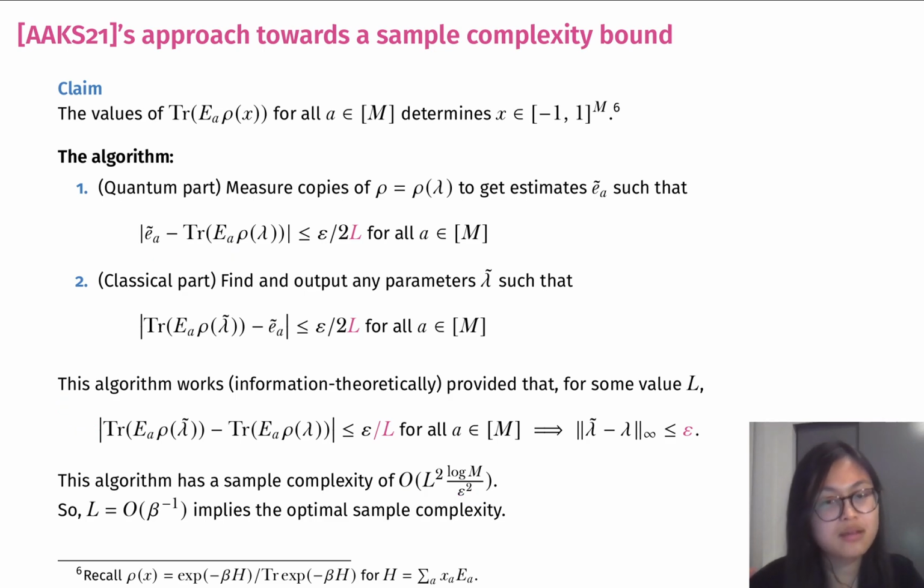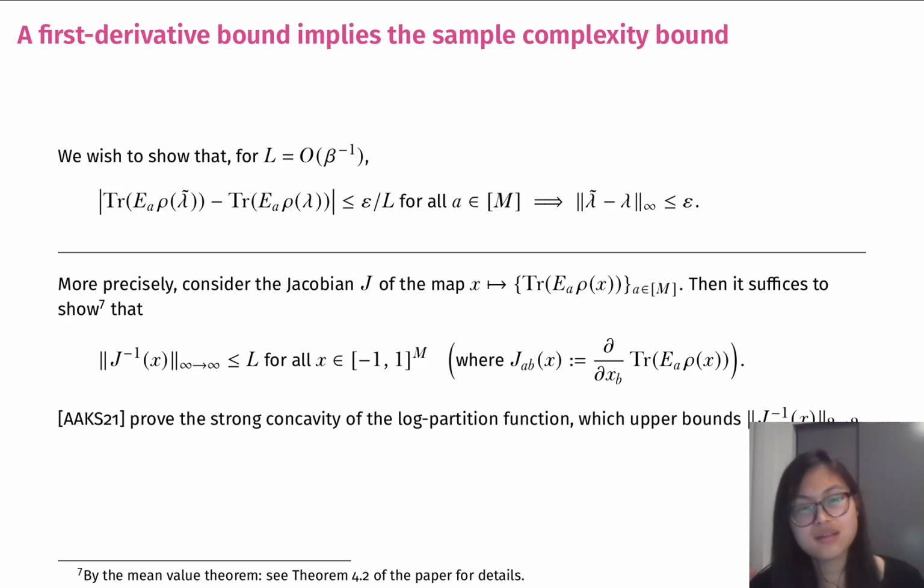Okay. So how do we show this statement? Well, the thing to see is that this looks like a bound that if these two things are small, then the corresponding parameters are small. It's sort of like a Lipschitz bound, or a bound on a first derivative.